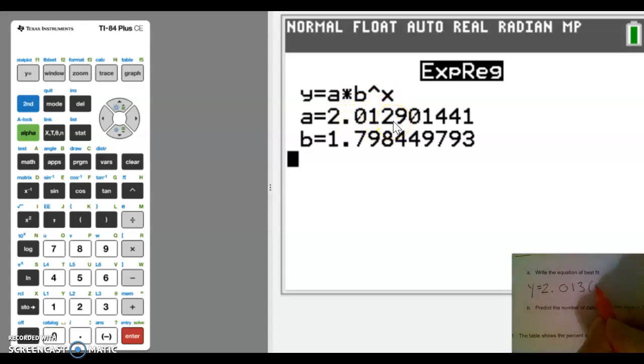And in parentheses, I'm going to put 1.798 and raise it to the x power. And that is my exponential regression. And I always like to graph it and just double check.